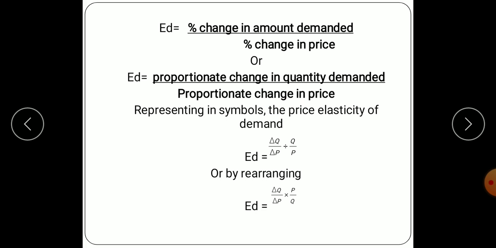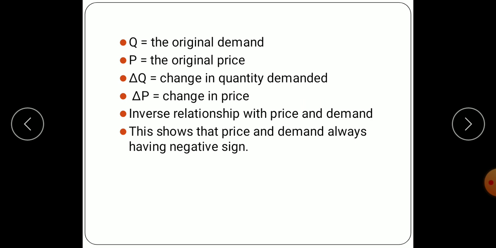Representing in symbols, the price elasticity of demand is equal to delta Q divided by delta P, divided by Q divided by P, where Q is quantity and P is price. Or by rearranging, price elasticity of demand is equal to delta Q divided by delta P, into initial price divided by initial quantity. Q represents the original demand and P the original price. Delta Q is the change in quantity demanded, and delta P is the change in price.